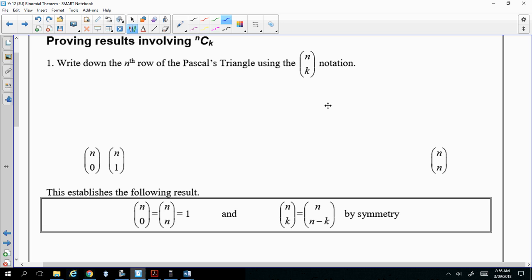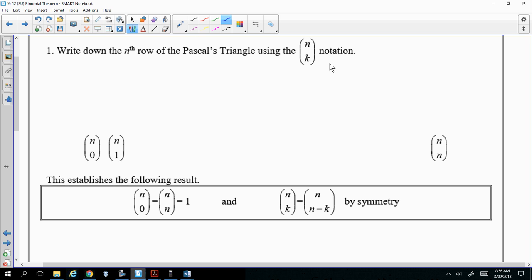I want to go to page 23 and then fill out this row. Write the row above the nth row using this nCk notation. Okay, good. So the next one's nC2 and then nC3, etc. Dot dot dot. At some point you get nCk.